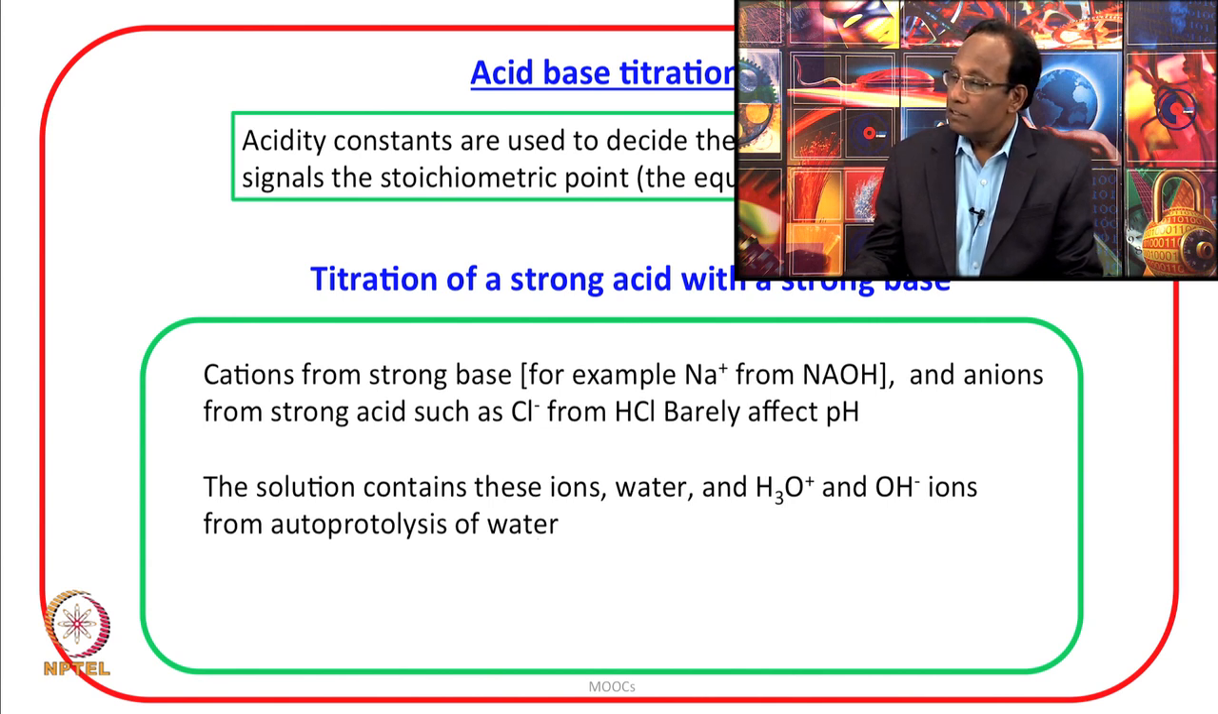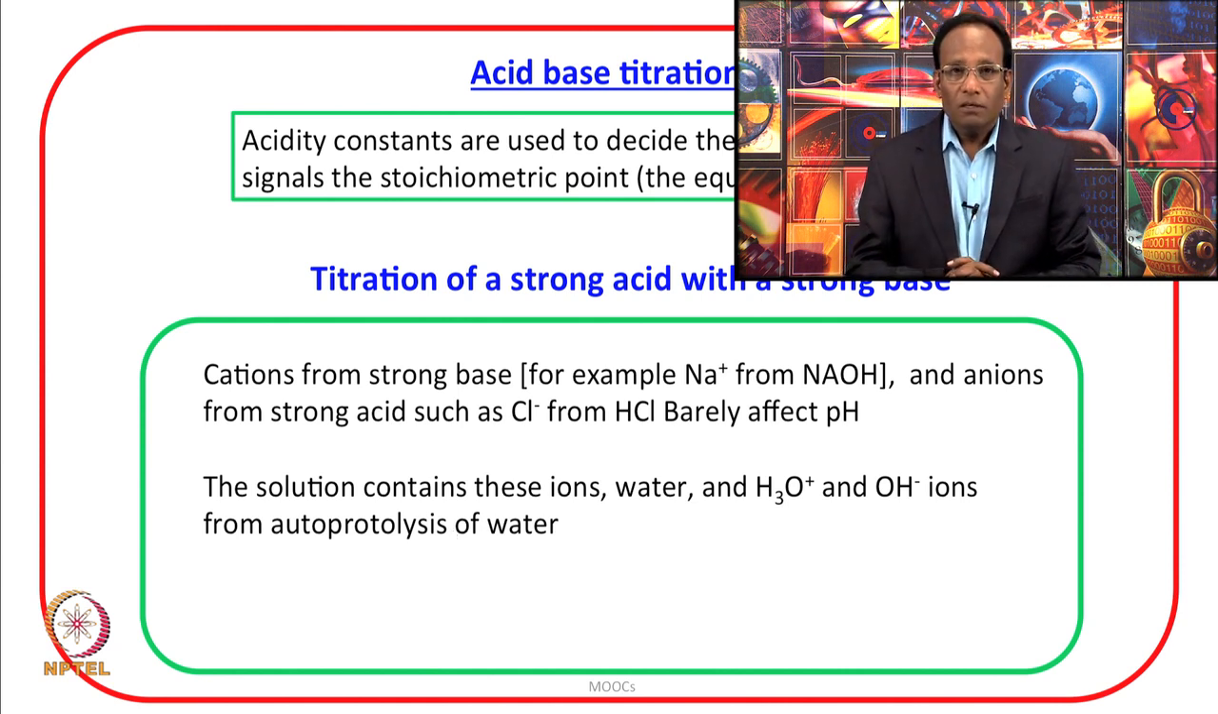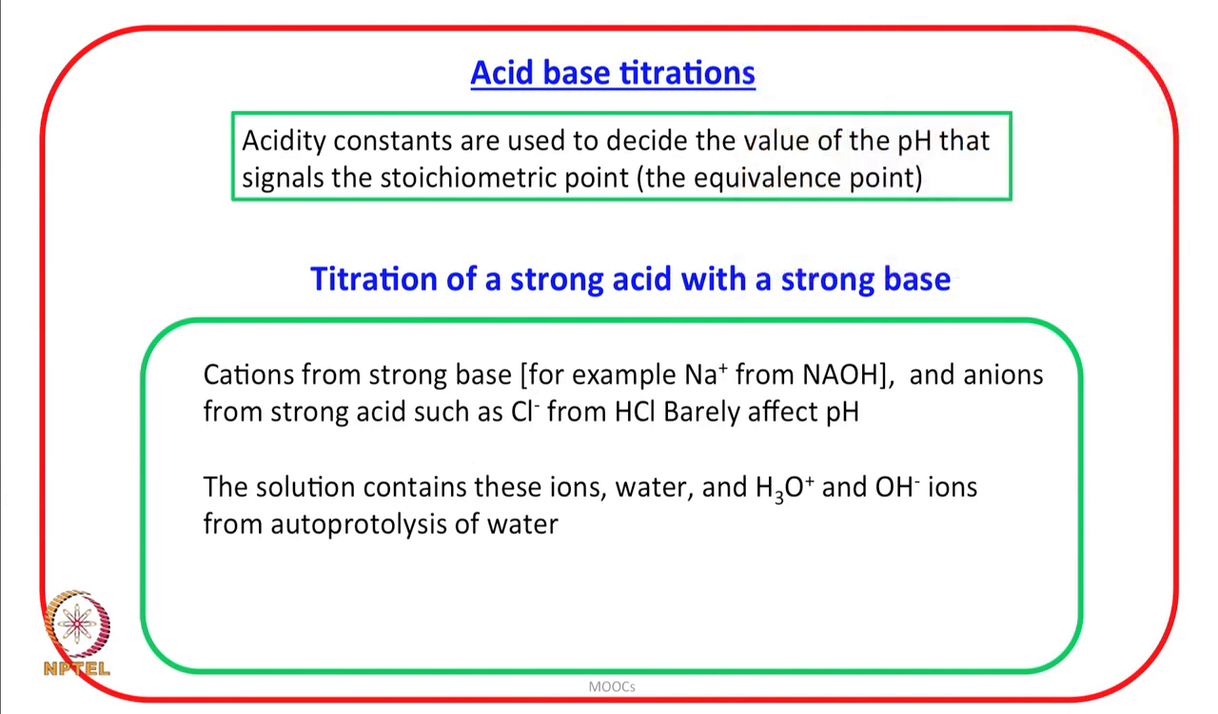Let us recognize that when you are titrating an acid with a base, you have the ions coming out from the acid, you have the ions coming out from the base and you also have ions which can come out from the autoprotolysis of water. Now, it is a different matter whether the amount of hydronium ion and hydroxide ions produced from the autoprotolysis of water can be ignored or not. That we will discuss. And let us go back to the slide.